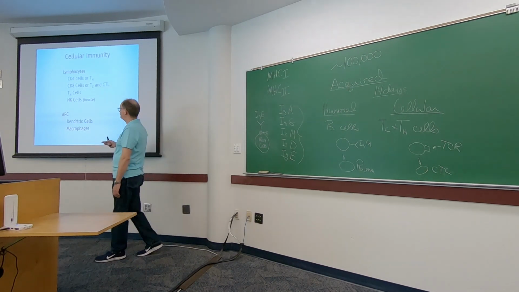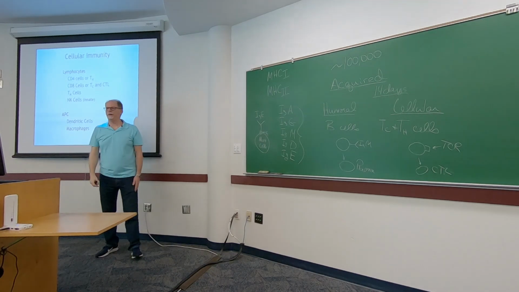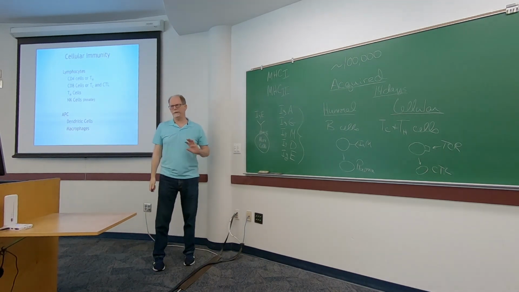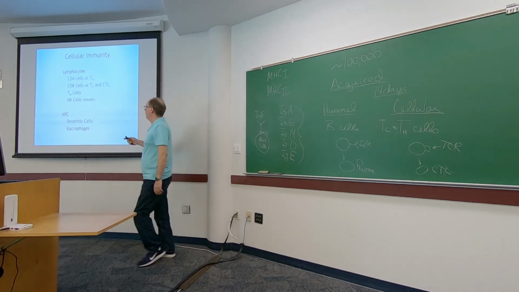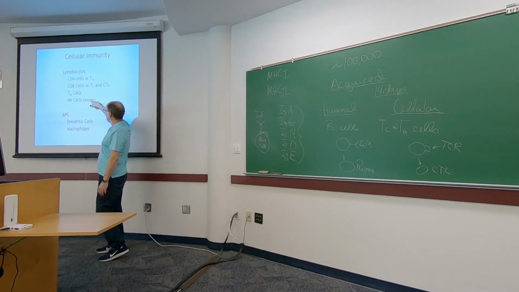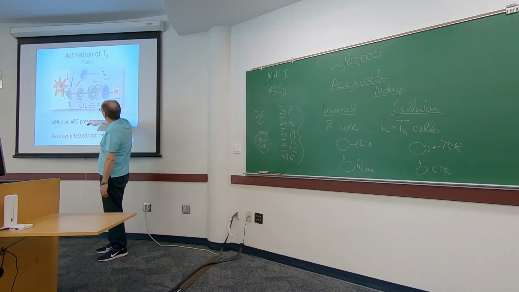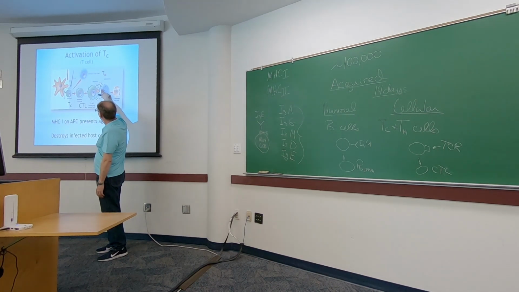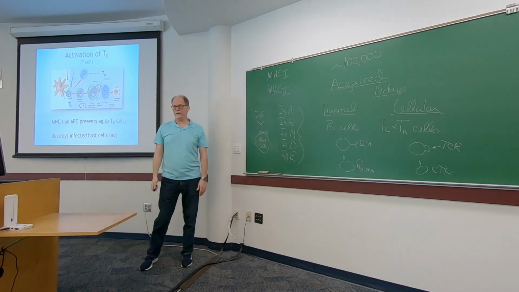Now, NK cells are part of cellular immunity, but they are innate immunity. It's like killing cancer cells, but they're not killing based on antigens. The reason you say it's innate is that it's cellular immunity that is not looking for a foreign antigen on the surface. It's just killing indiscriminately.